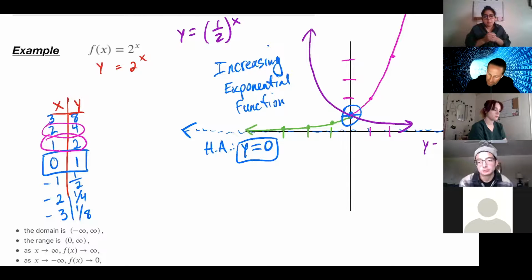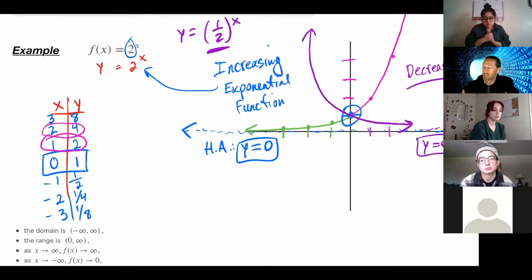And I would still have that horizontal asymptote, but now on the right side. And now it would be called a decreasing instead of an increasing exponential.